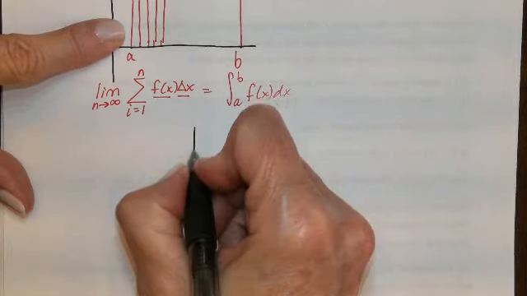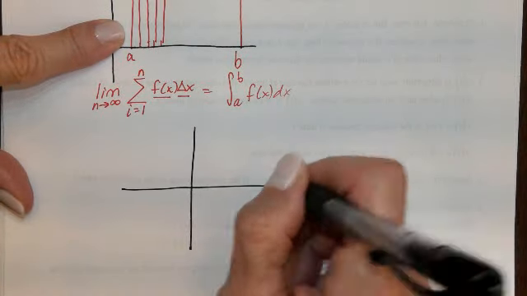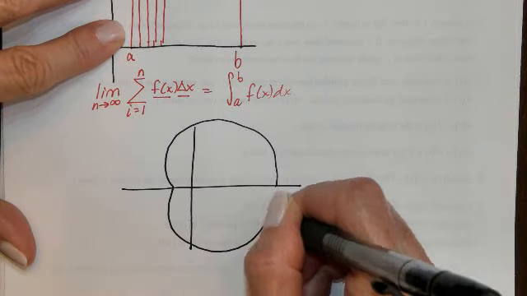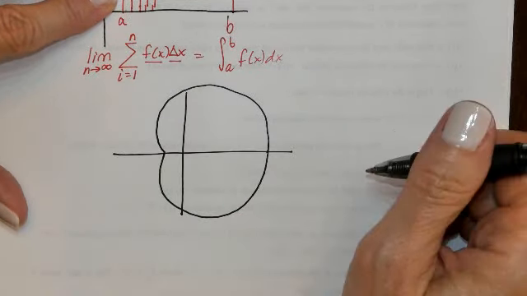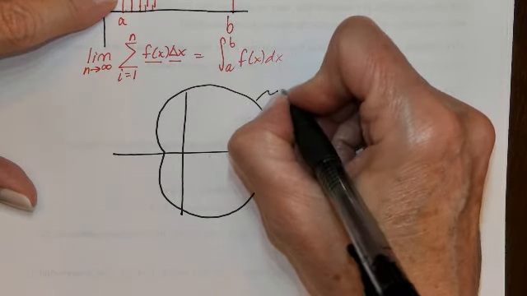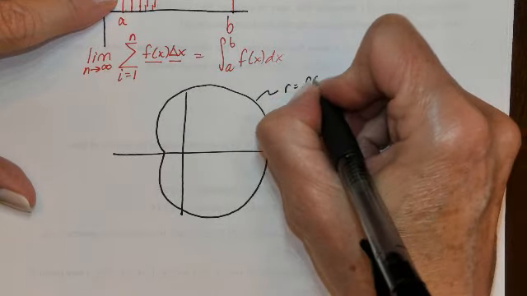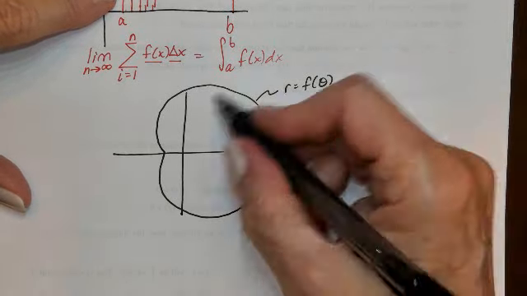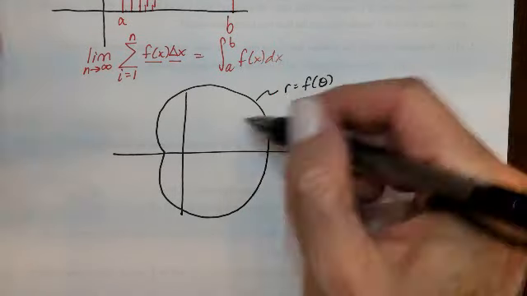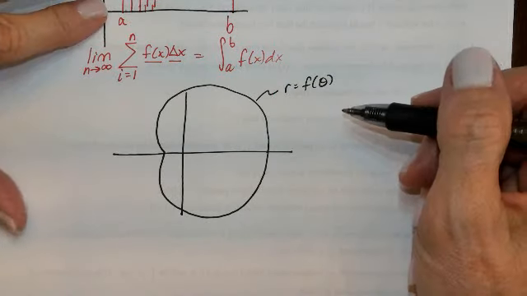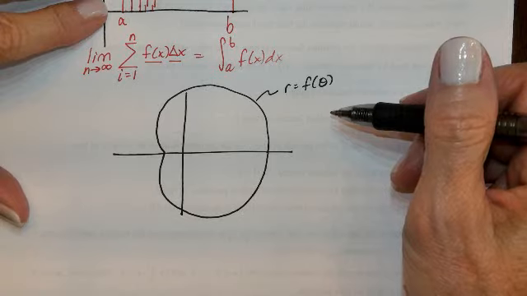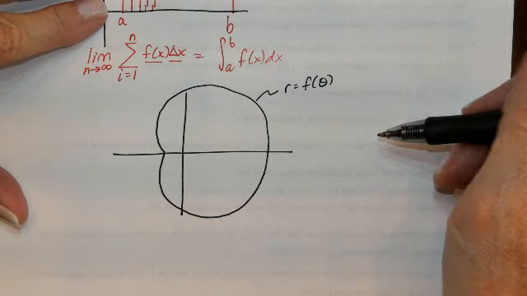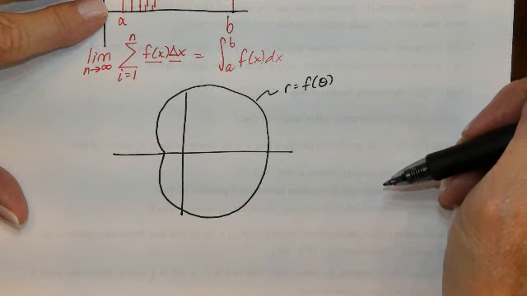Now we're in polars. Let's take a look at this one. So now let's say that this is r is equal to f of theta. How are we going to approximate the area inside, or a partial area? How are we going to approximate area now? Rectangles are not ideal in this situation, are they? They're not ideal at all. What would be more ideal?